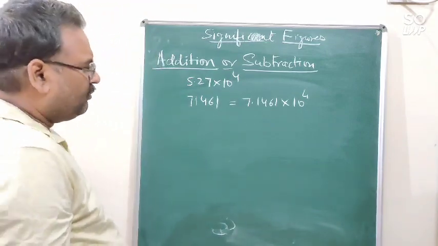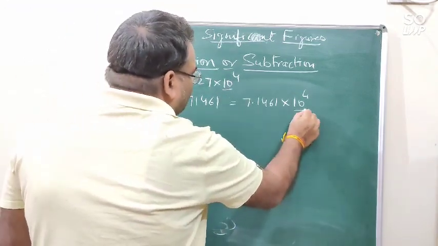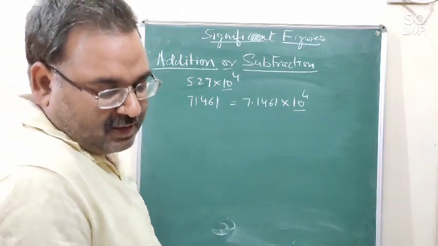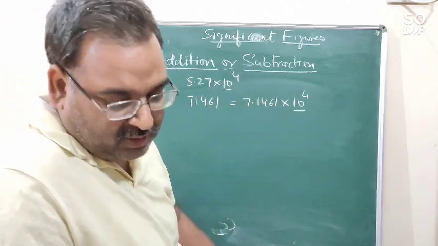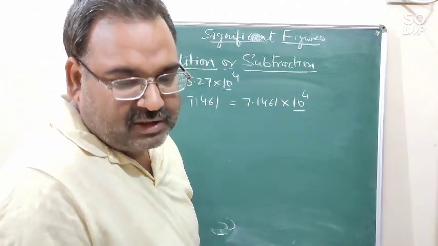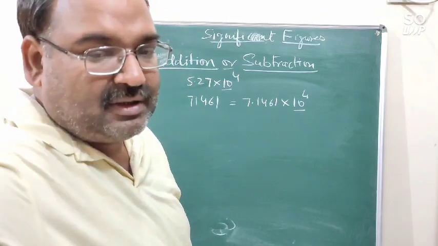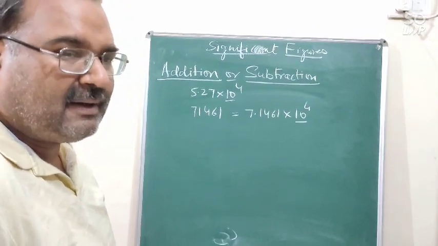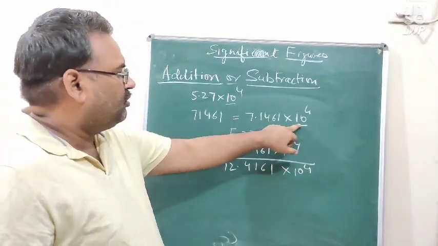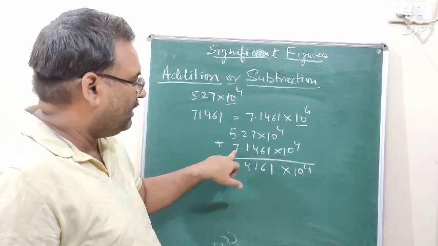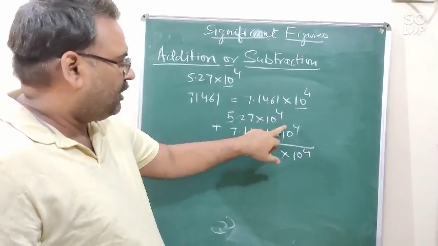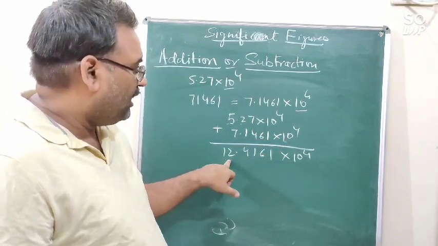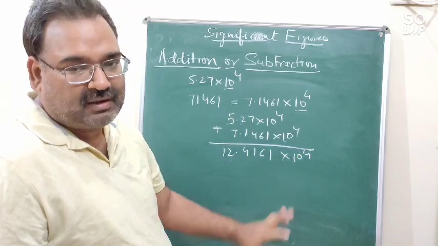Okay. So what we have to see? We have to see that both the numbers have the same power of 10, that is 10 raised to power 4, 10 raised to power 4. Then we will do the addition. We have changed this number to the same power, 10 raised to power 4. We add them up. 5.27 into 10 raised to power 4 plus 7.1461 into 10 raised to power 4. After addition, what do we get? 12.4161 into 10 raised to power 4.